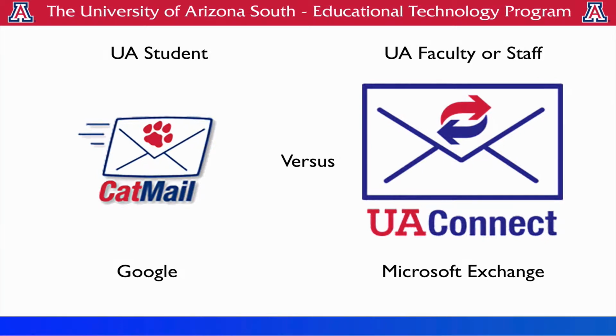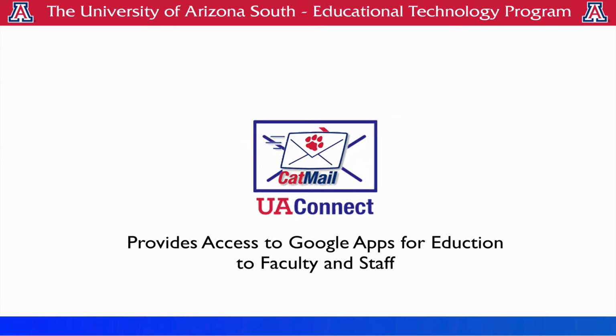So fortunately, there is a fix for it. And what we can do is connect your UA Connect with Catmail. And this is the confusing part. It's actually not the mail part of Catmail that you're going to connect to. It's the Google Apps for Education that you'll connect to.